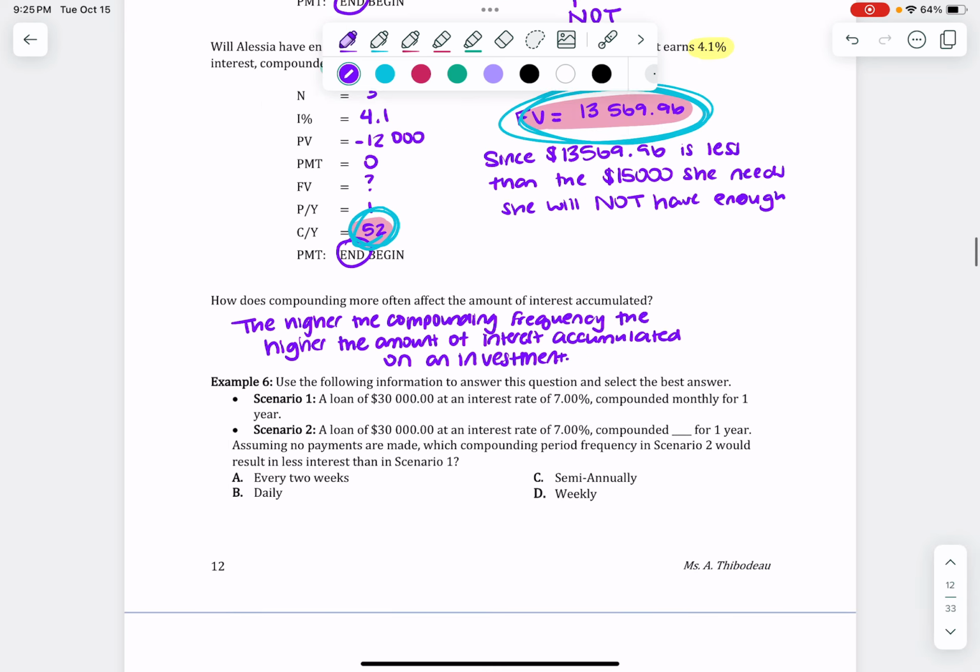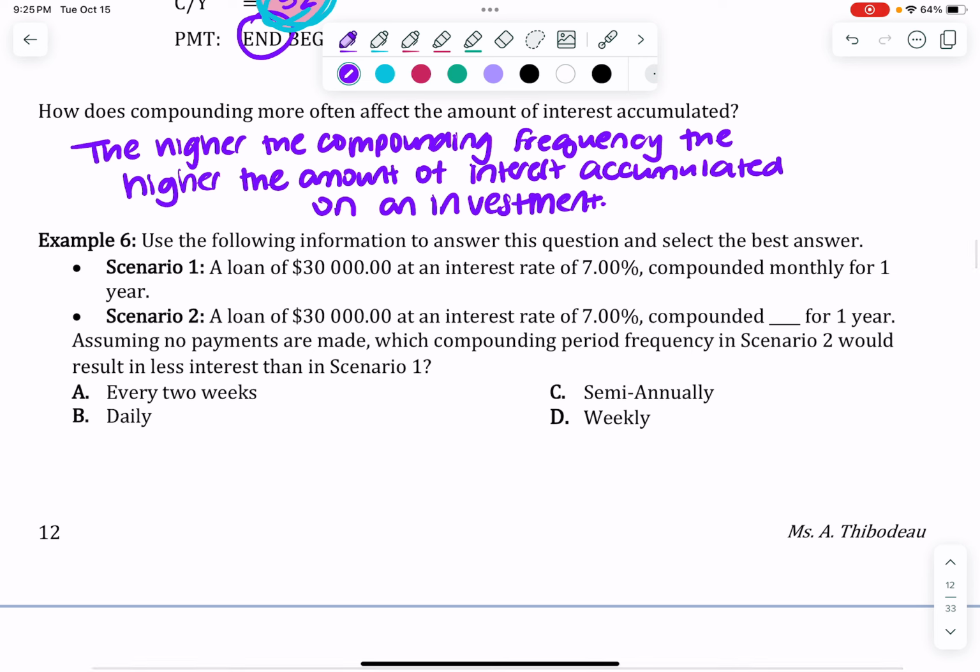Okay, final question. It's like a multiple choice question, so pretty cool. This is an example from a previous provincial exam, so I do want you to give it a try. So, using the following information to answer the questions and select the best answer. You have two scenarios. Scenario one, you have a loan of $30,000 at an interest rate of 7% compounded monthly for 1 year. In scenario two, you have that same loan of $30,000 at the same interest rate of 7% compounded blank for 1 year.